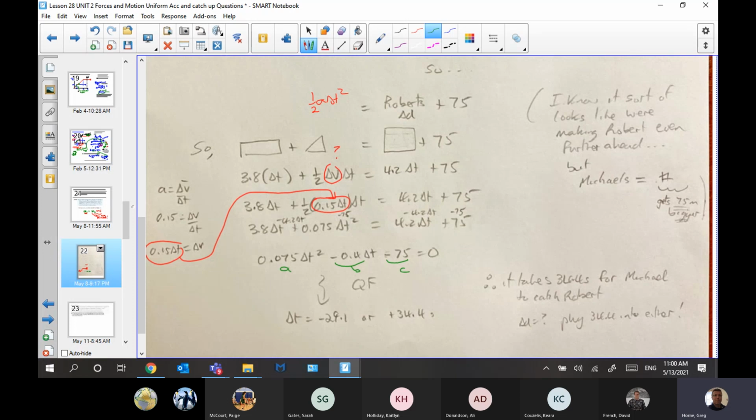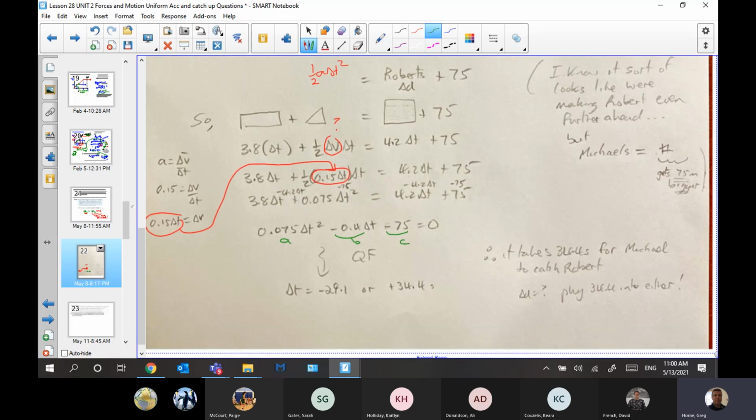I'm being careful to take the negatives with it as well, but the quadratic formula gives the solutions to that quadratic, and you get an answer here that either Michael catches up to Robert 29.1 seconds before he started racing, or the more logical answer, he catches up 34.4 seconds after trying to catch up. Clearly, this answer is not logical. It doesn't catch up 29 seconds before they started racing.